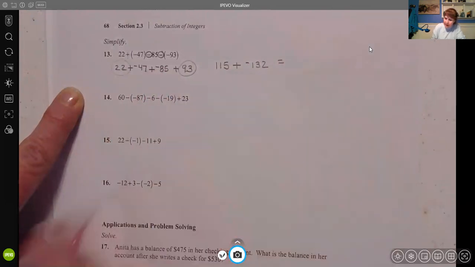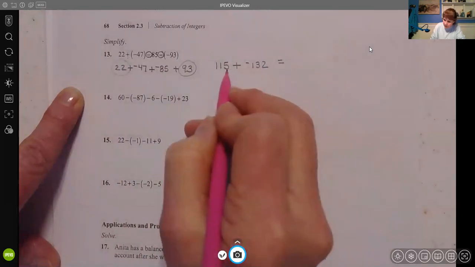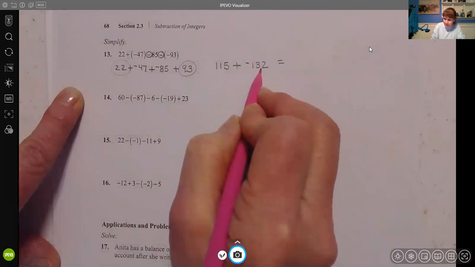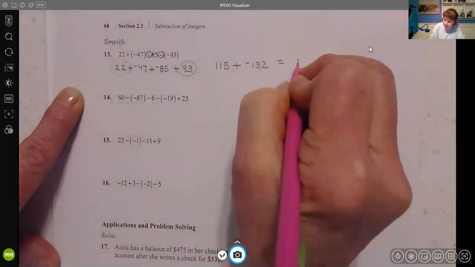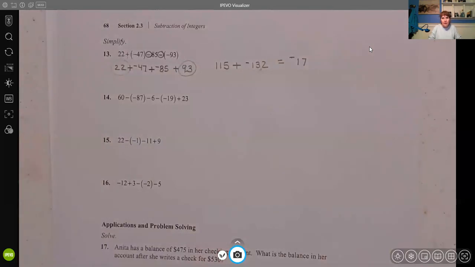So I do know my answer is going to be negative because I have more negatives. So 115 of these is going to cancel with 115 of those. And what's left, if I subtracted those two, you would be left with 17 negatives. All right. Great. All right, let's try number 14.